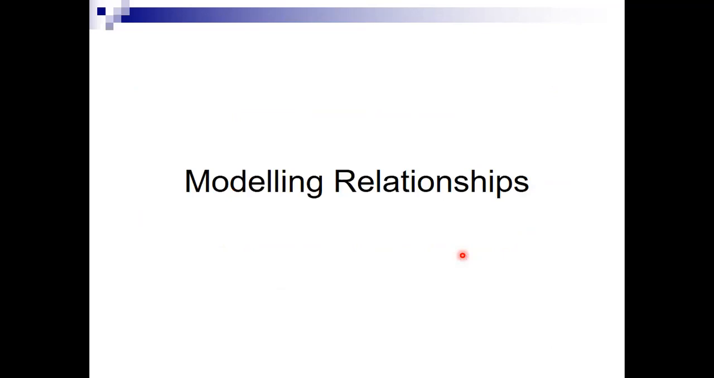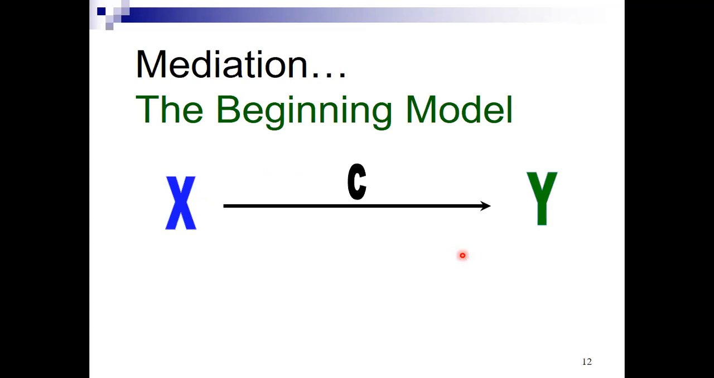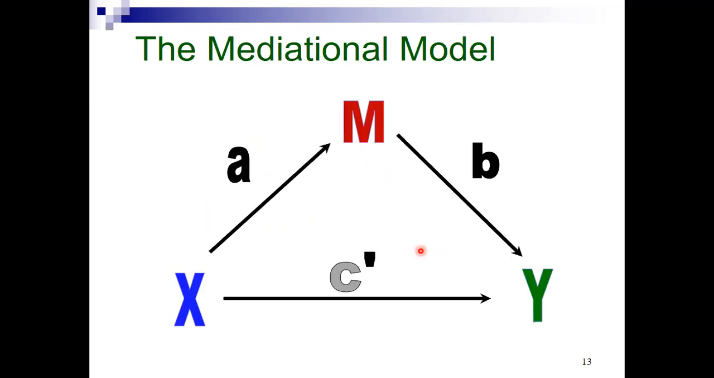Okay, so let's look at modeling relationships. How do we normally do this? This is normally the beginning model: X affecting Y. This relationship is denoted by the letter C. This is how even software would normally denote it, C, the beginning model. I'll show you that later, but I'm showing you ahead of time so that you're aware of it. Then the mediator is always denoted by M. So if you have several mediators, you could have M1, M2, M3, etc.